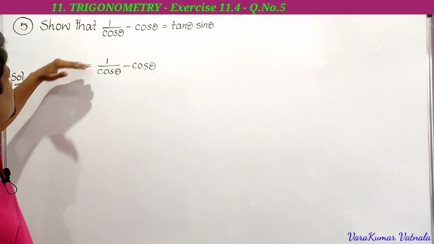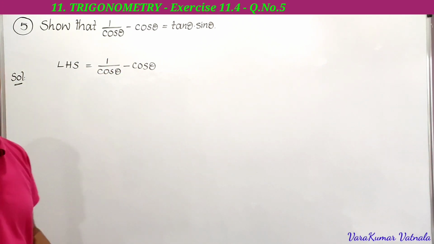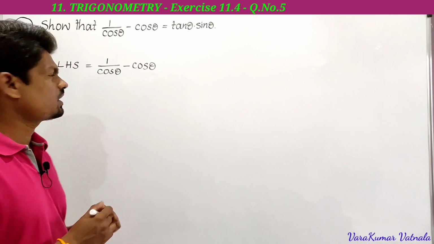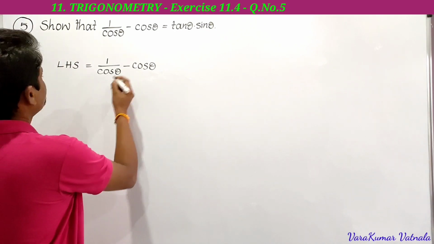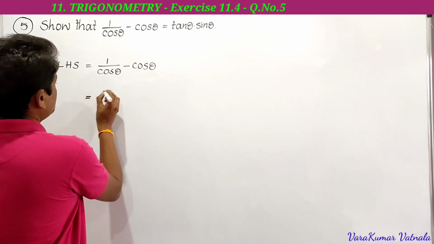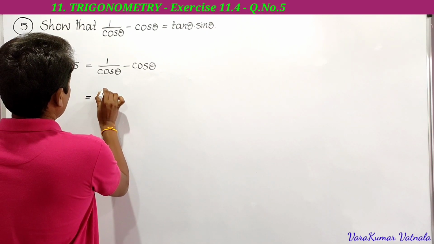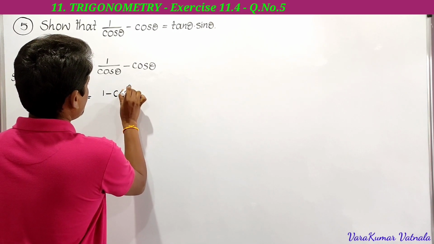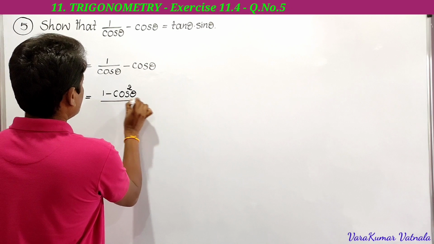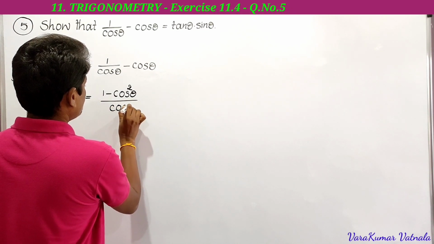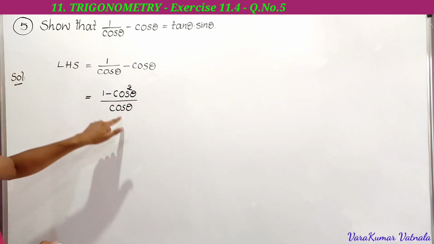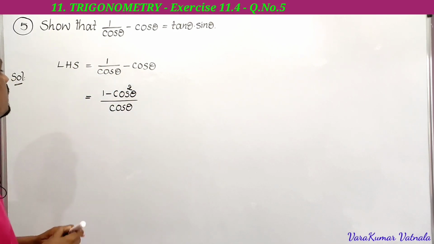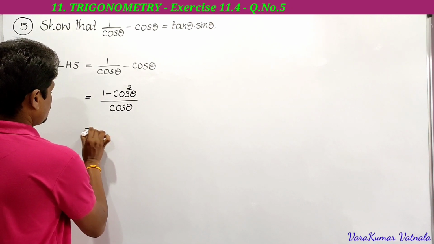So see here, LHS is what? 1 by cos theta minus cos theta. So it is also very important for a 2 marks problem. So see here how can we find? Just find the LCM. So cos theta is the LCM. So we get here 1, and here cos theta into cos theta, we get cos square theta, divided by cos theta.